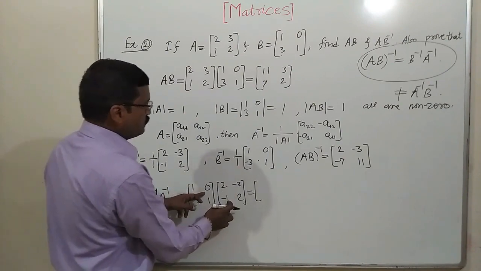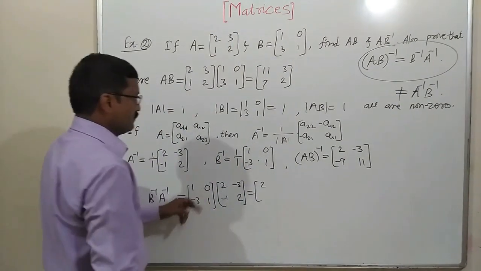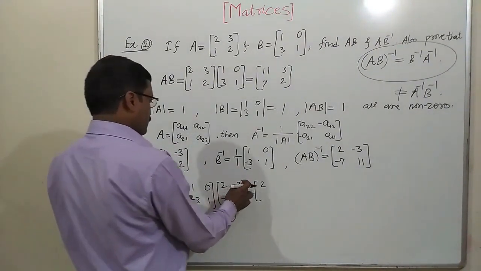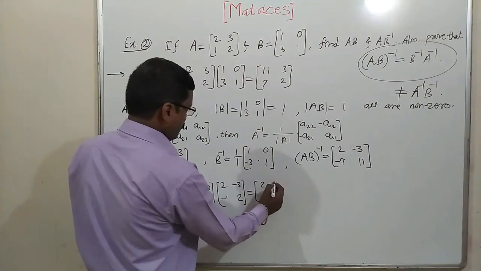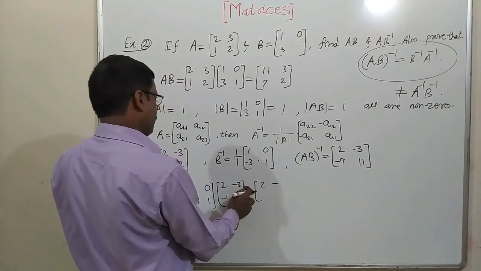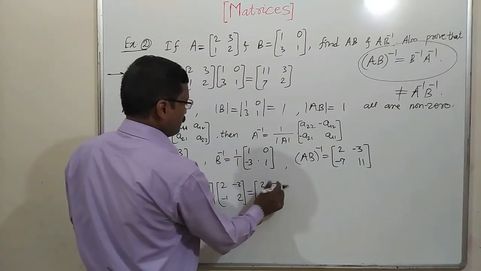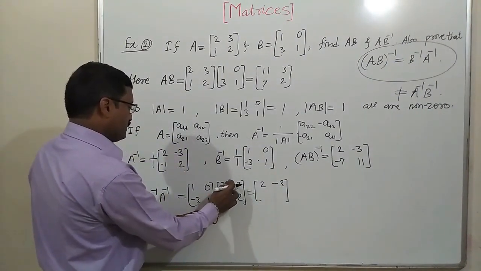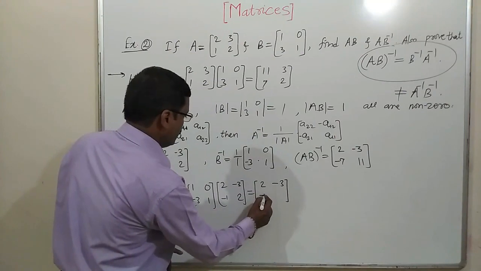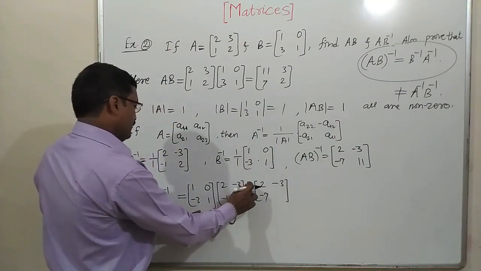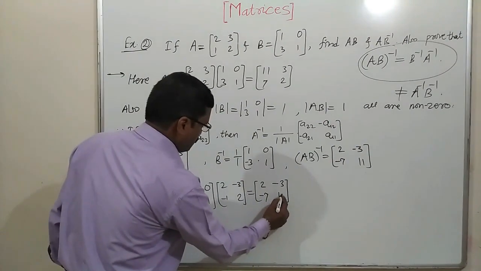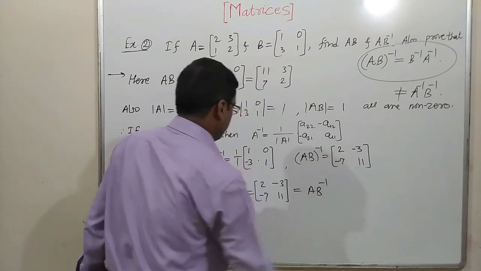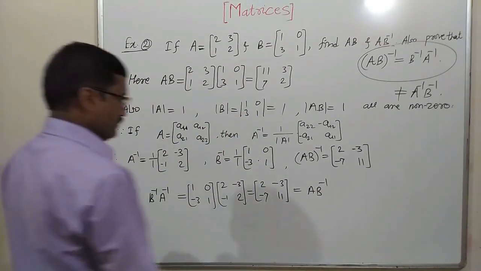That is equal. 2 plus 0 is 2. Then first row, second column, that is minus 6 plus 0, that is minus 3 plus 0, that is minus 3. Then second row, first column, that is minus 6 minus 1, minus 7. Then plus 9 plus 2, that is 11. And that is nothing but this AB inverse. Both are same.